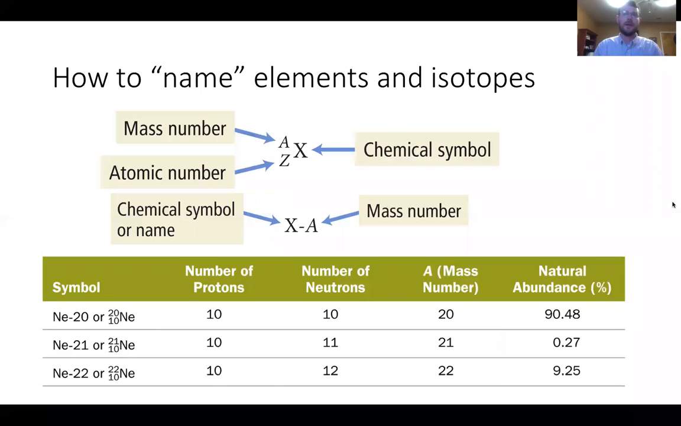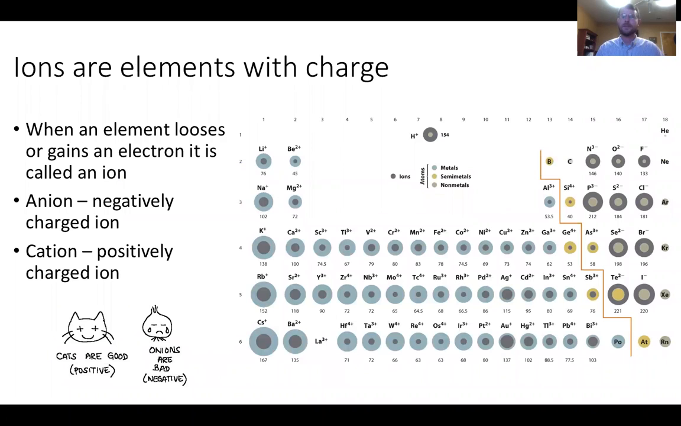And so that's the way that we can depict isotopes. And it's very important, because like we said, the isotopes are abundant in nature at different amounts. And so we need to know how many neutrons are in these. Another thing that we're going to talk about is ions.